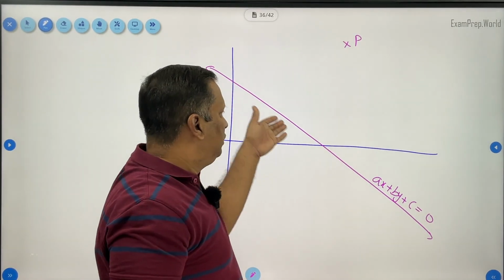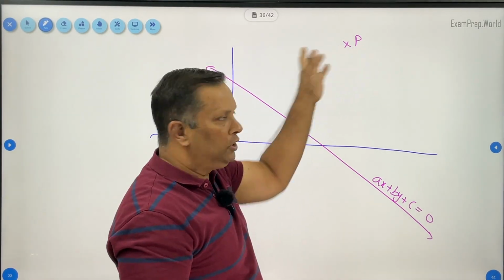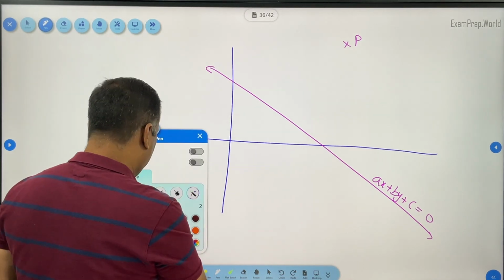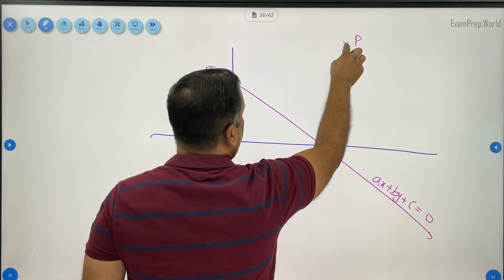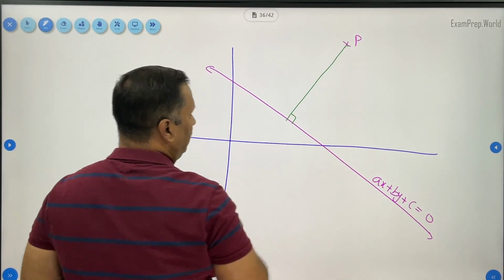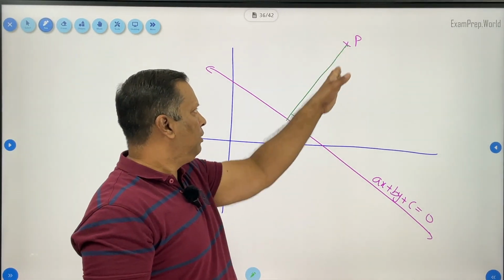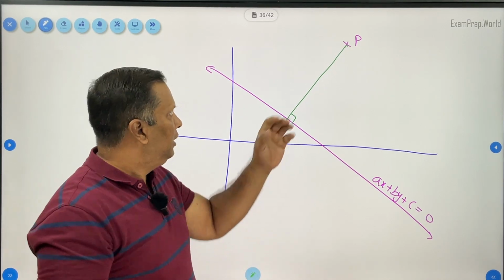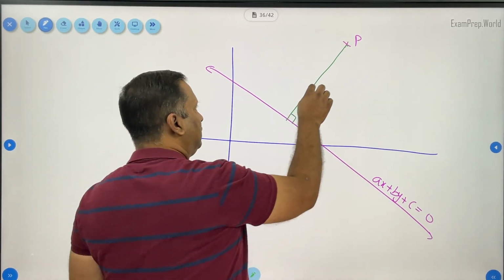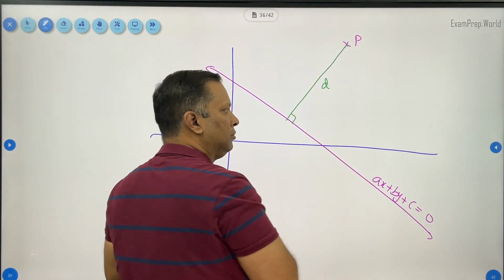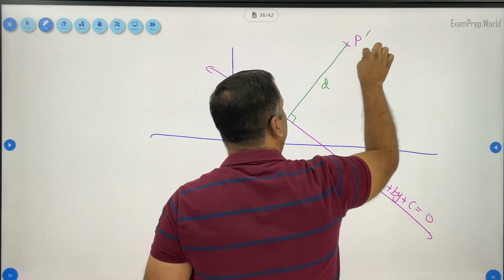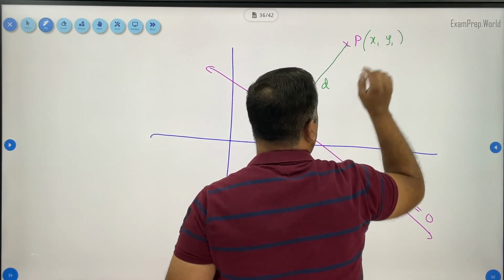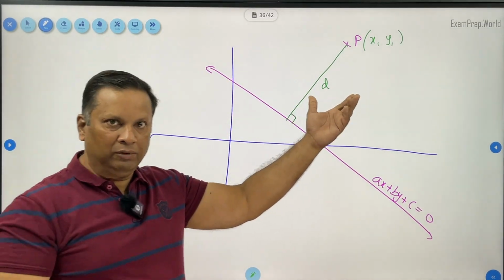Now the distance of this straight line from this point P, the shortest distance, will be the perpendicular distance, isn't it? So it should be something like this. It should be perpendicular, then only we'll get the shorter distance. Any other point will be a little longer. So we are trying to find the shortest distance between a point and a straight line. Now this is distance d. Now we need coordinates of this point, so this is x1, y1. So that it will have some coordinates.